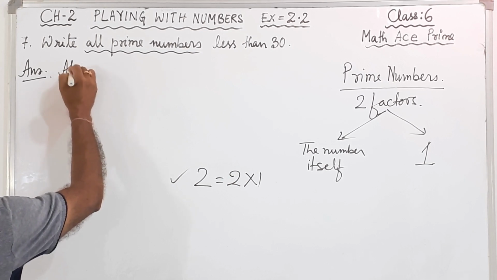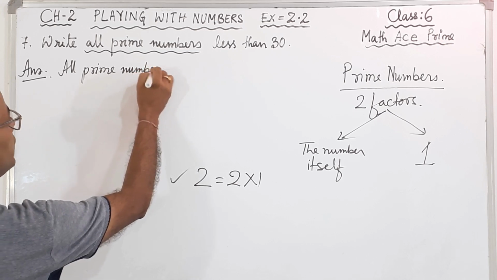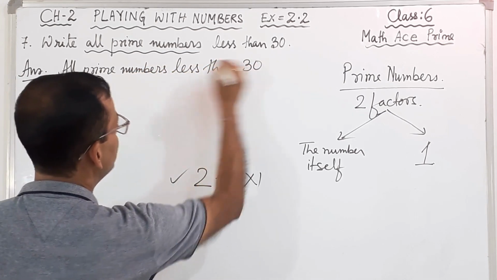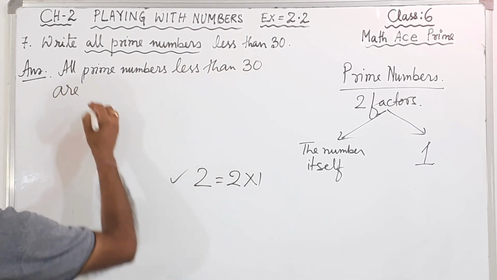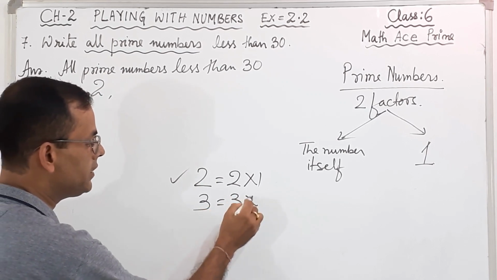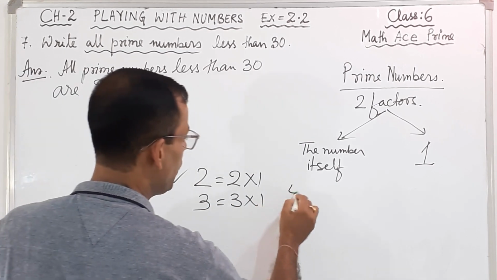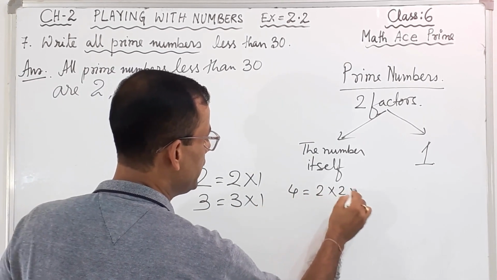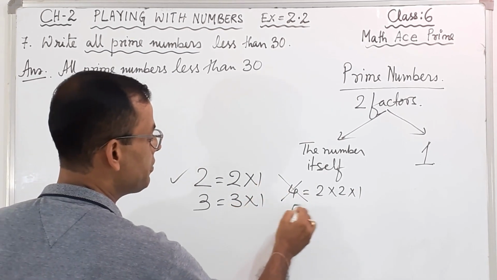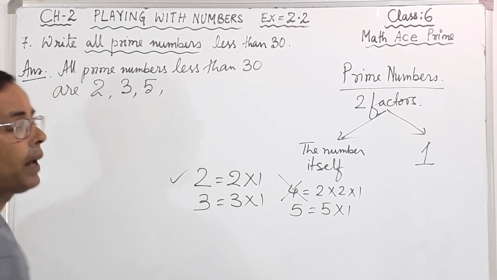So all prime numbers less than 30 are, first one will be 2. Then after 2, next 3, I can break it, 3 into 1, so 3 is also a prime number. Now 4, if I break it, 2 into 2 into 1, so 4 is not a prime number. Next 5, I can write 5 into 1, so 5 is a prime number.